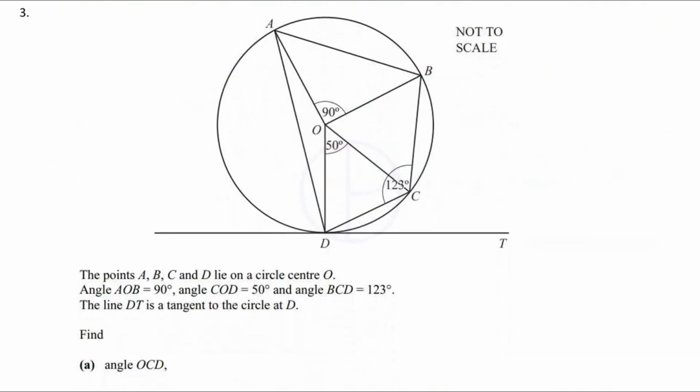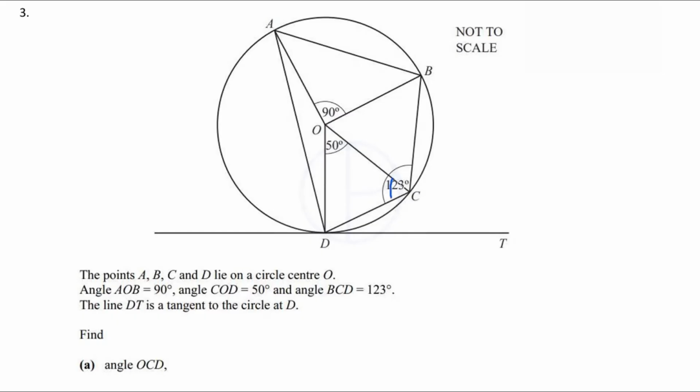The third question is, the points A, B, C and D lie on a circle center O. Angle AOB is 90 degrees, angle COD is 50 degrees and angle BCD is 123. The line DT is a tangent to the circle at D. Find angle OCD.